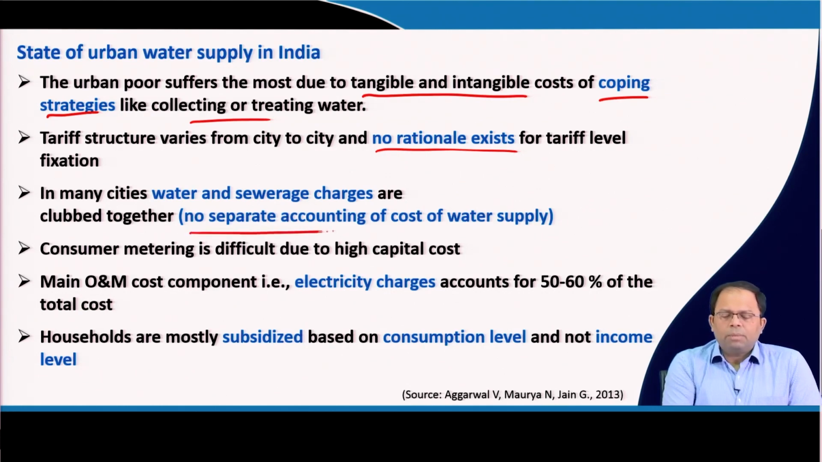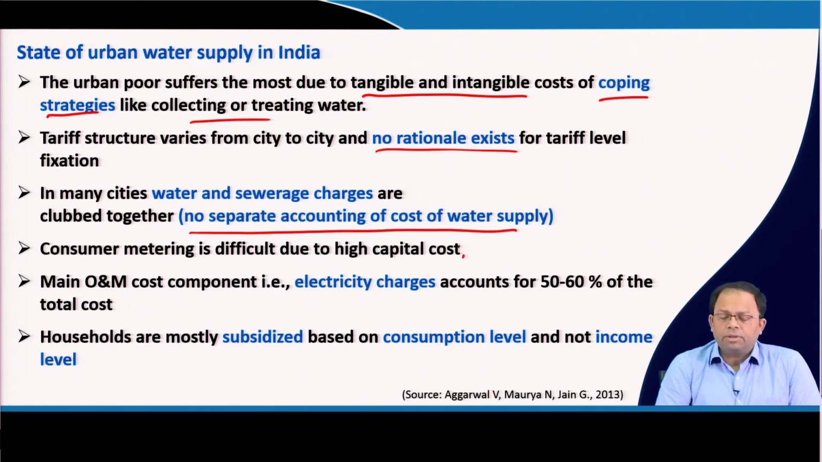So there is no separate accounting for the cost of water supply, which is required, because only then can you understand how much is the cost of actual service provision, and actually recover that amount of money. So this is another problem. And then consumer metering is difficult due to high capital cost.